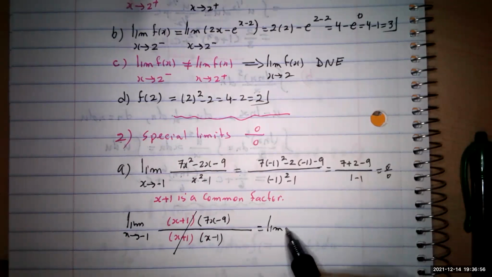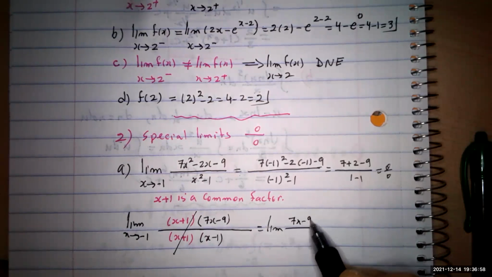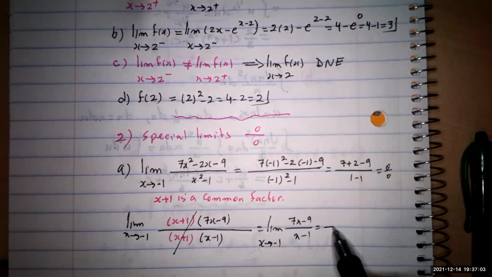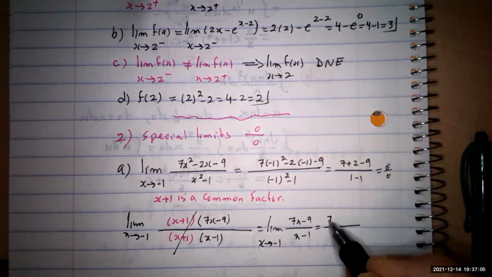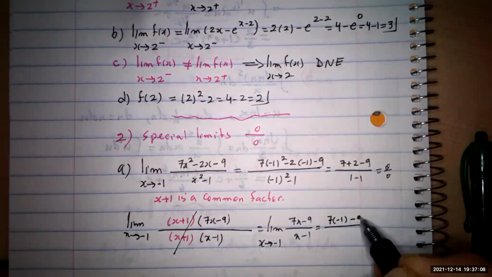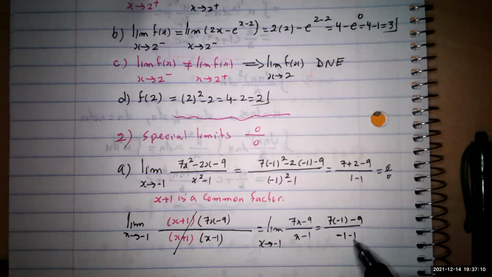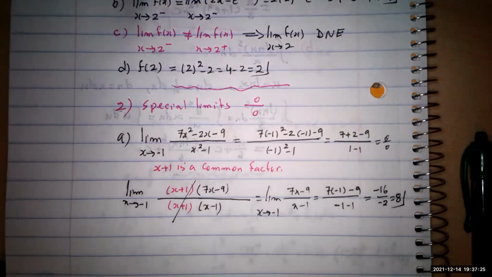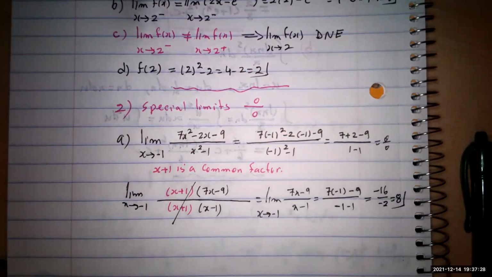So that gives a limit of 7x minus 9 over x minus 1, x goes to negative 1. Now substitute. It's going to be 7 times negative 1 minus 9, over negative 1 minus 1. So the top would be negative 7, negative 9, negative 16, over negative 2. So the final answer would be 8, and you're done. Any question? So just pull out that common factor and simplify it to get the final answer.